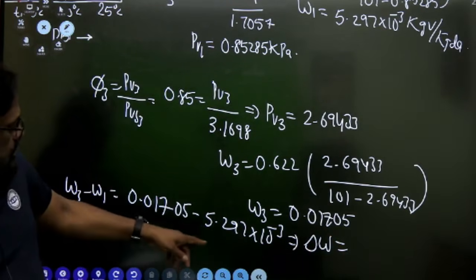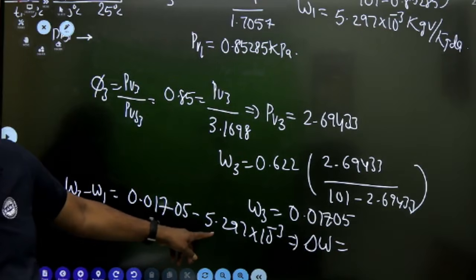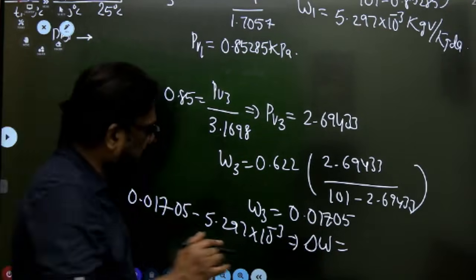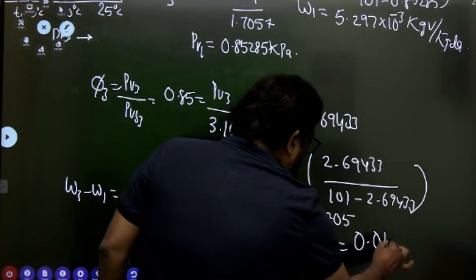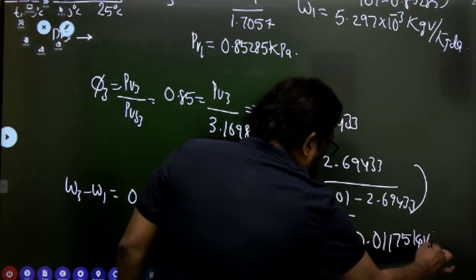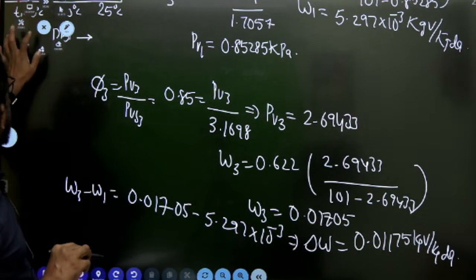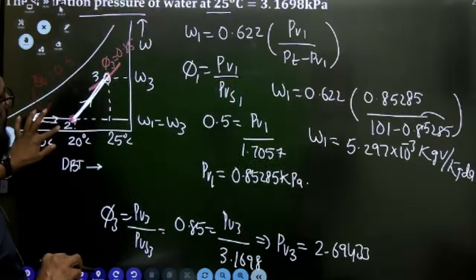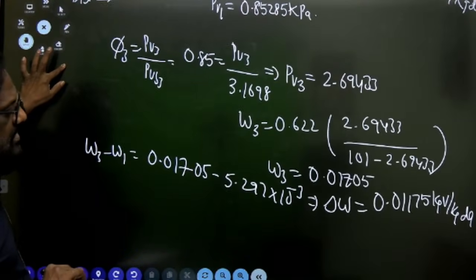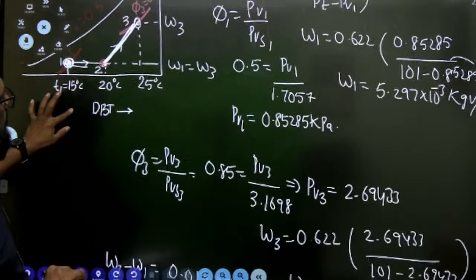So how much is it coming, sir? It is 0.01175 kg vapor per kg of dry air. But check the unit once, sir. In which unit is he asking? We got 0.01175.